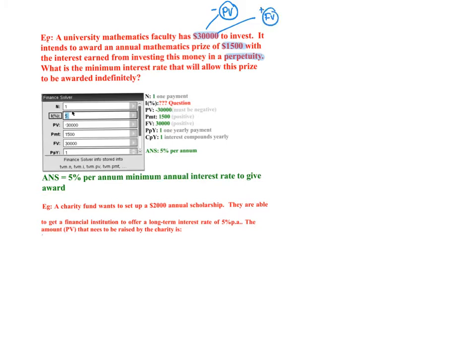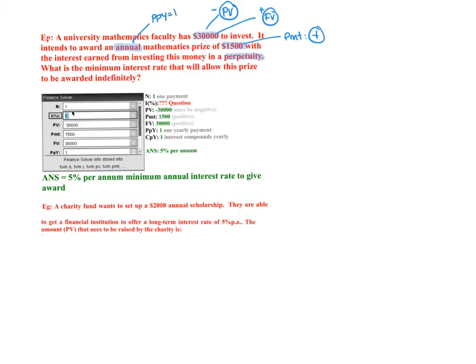When they tell me that the prize is going to be 1,500, I know that's a payment. Now the payment is also a positive, because you'd be getting it back from the bank, won't you? It's a payout, yeah? And we know, did it tell you how often this payment was going to happen? I think it did. How often is here? What does annual mean? Yearly. So what that's actually telling you is PPY is 1, okay?